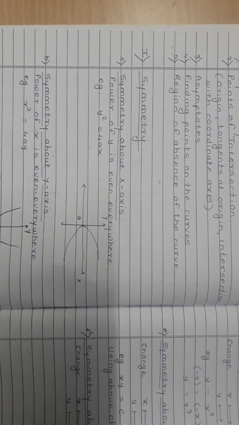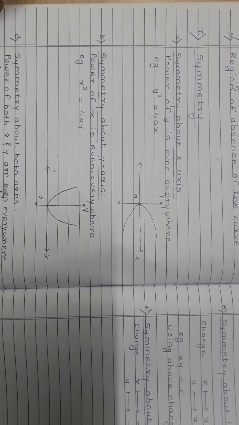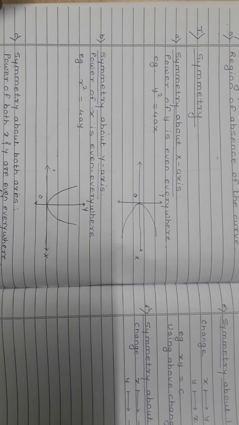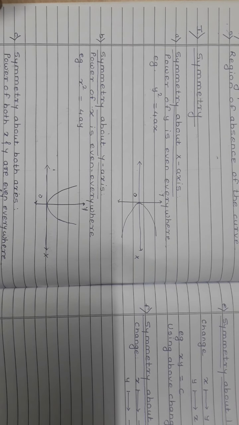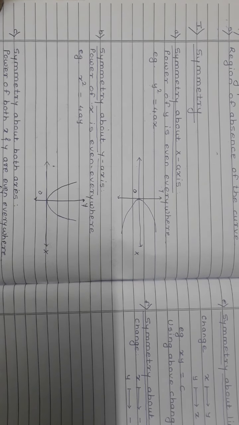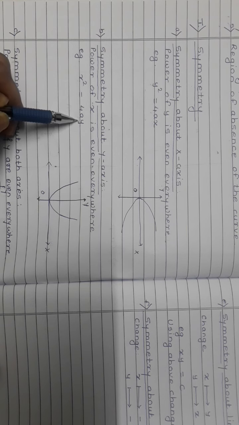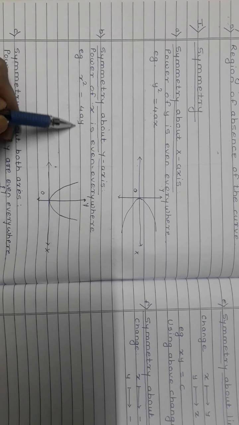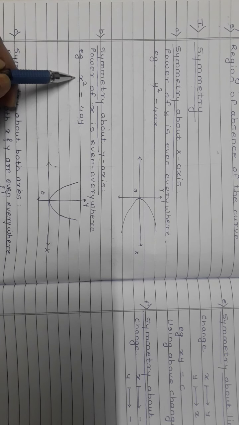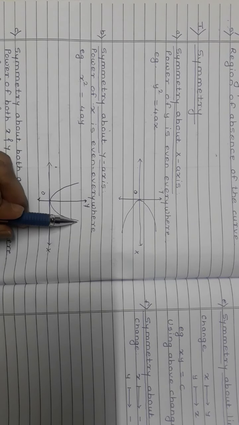Then the next thing is symmetric about y axis. Symmetric about y axis meaning the power of x should remain even everywhere, right? So I have an example here, and the example is x square is equal to 4ay, right? Now note the power of x is even, power of y is odd here. Power of x remains even throughout the equation, so that means it should be symmetric about y axis, right?